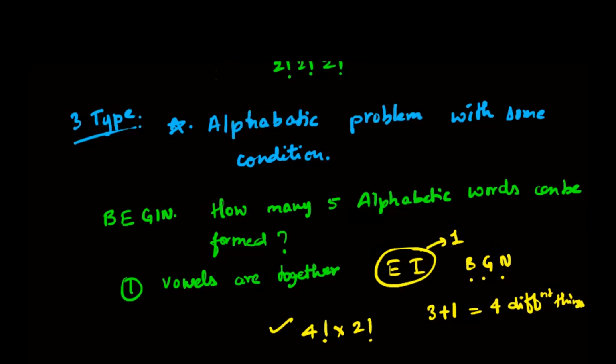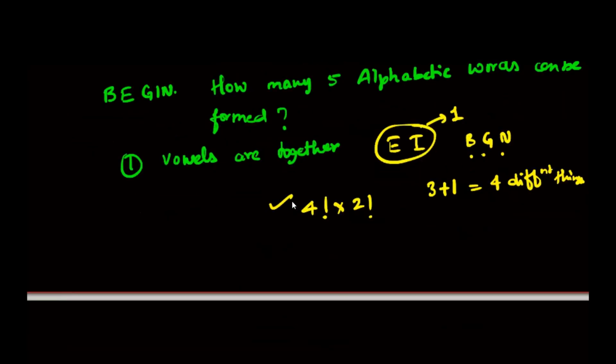Getting it? So this is my answer. Because E and I are also 2 different elements, the alphabets E and I can themselves be arranged in 2 different ways. That is 2 factorial. And then EI is acting as a whole, which is 1. So BGN, these 3 plus 1, 4 different things. So 4 factorial multiplied by 2 factorial. So that is for vowels together.